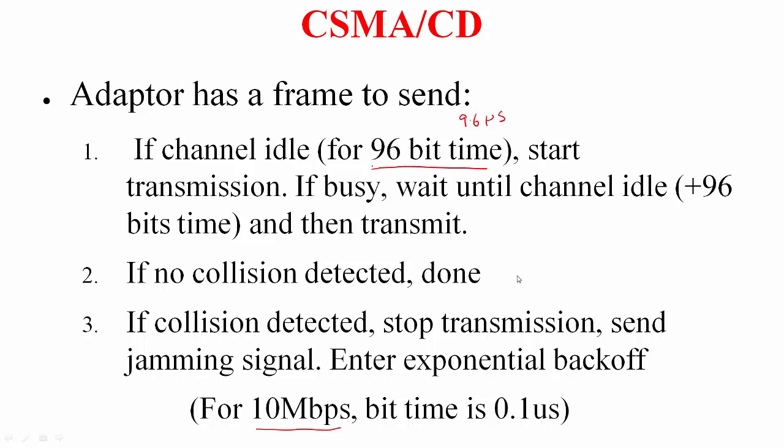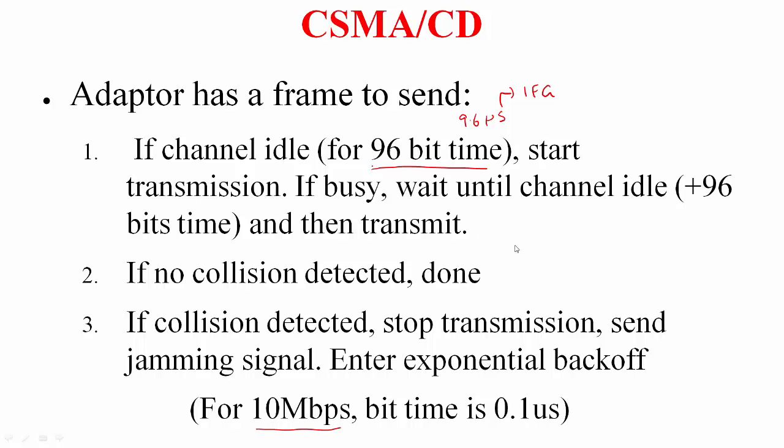If you remember, when we talked about the frame structure of Ethernet, I was mentioning an interframe gap. So this corresponds to the interframe gap. Now, as soon as it finishes this checking for idle time of this duration, it starts transmission. But if it found the channel to be busy, it waits until the channel becomes idle and then an additional 96 bit times, and then it is going to transmit.